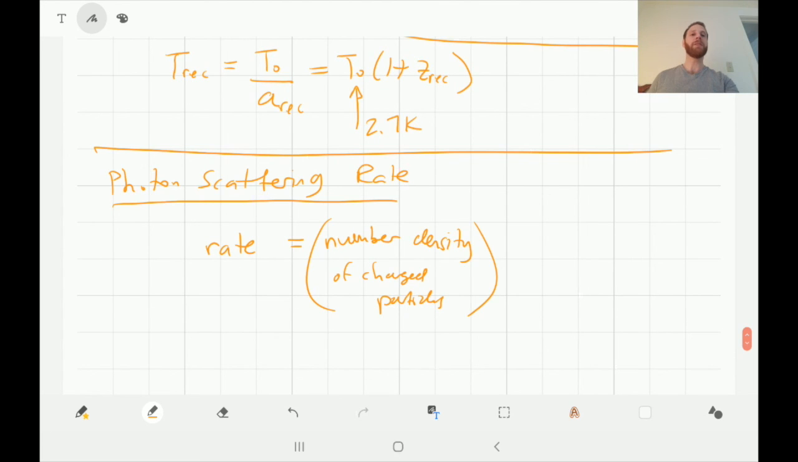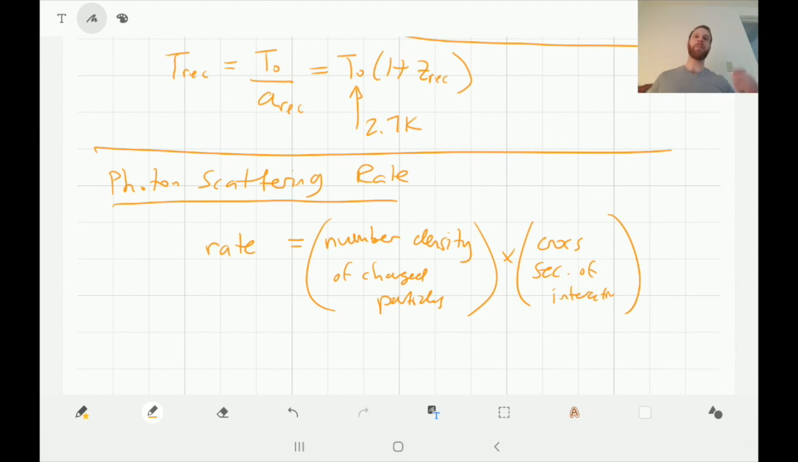Now, every time it does that, it's going to interact with a probability dictated by, remember, that cross-section, which we've interpreted from classical mechanics as being a geometric cross-section, but here it's a particle physics cross-section. So we multiply this by the cross-section of photon interacting with charged particle. That's what I had given a brief discussion about earlier on. So this is the cross-section of interaction.